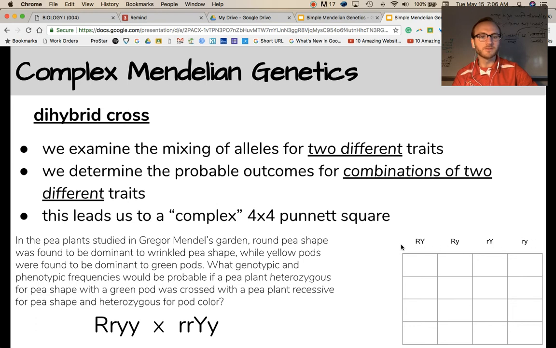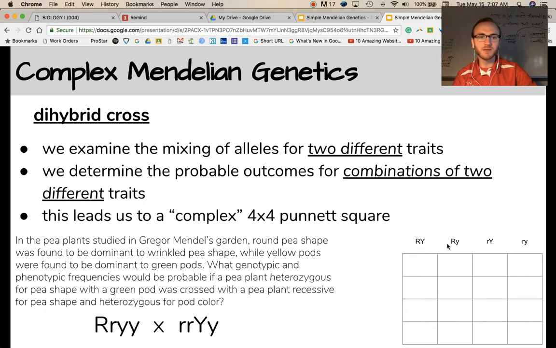How did I come up with these different combinations of alleles? Well, it's almost kind of like your FOIL order of operations in math. What we're going to do is take the big R from the first parent and cross it first with the big Y from the second parent. Okay, so take a look there. Big R from the first parent, cross it with the big Y from the second parent, and that's how we get our first combination of alleles.